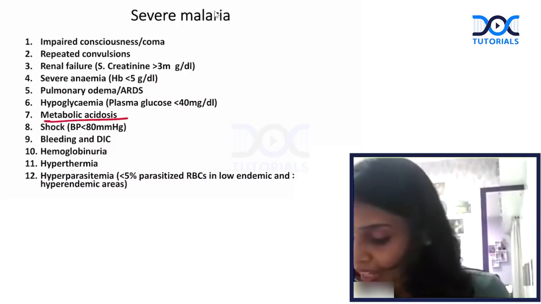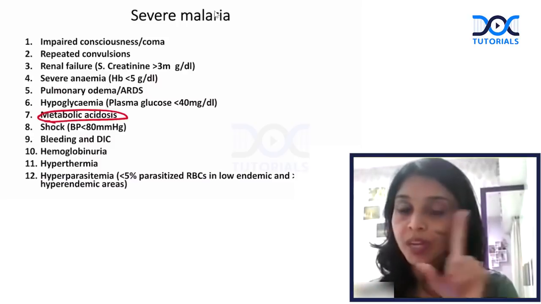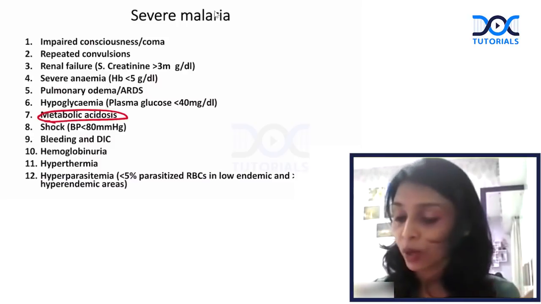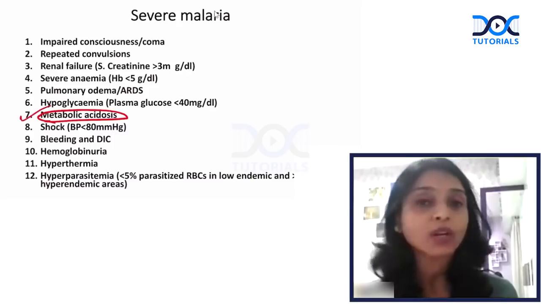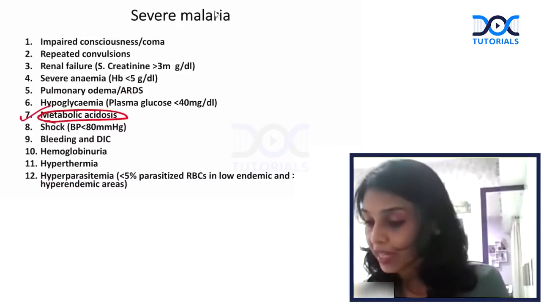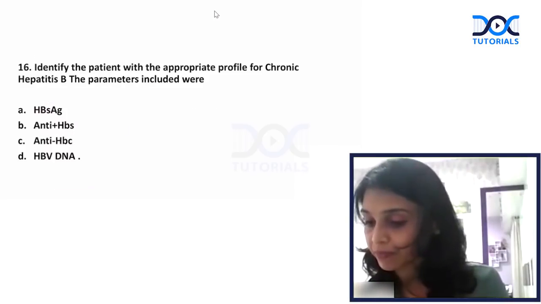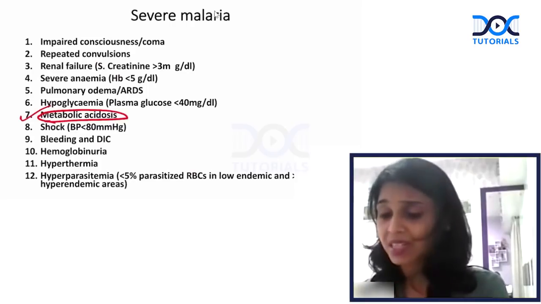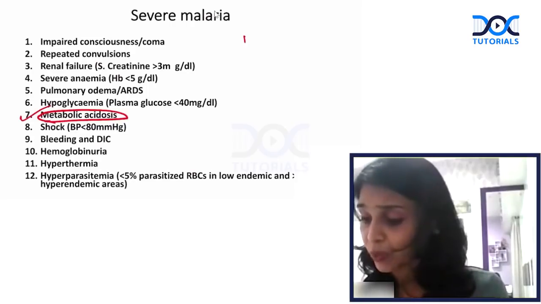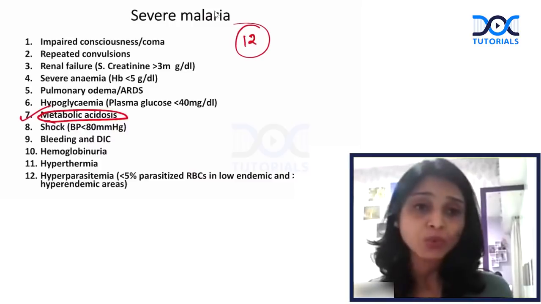Metabolic acidosis is what you expect; what they have given is metabolic alkalosis. So this is what you expect and not alkalosis. Hope I'm clear. So let's not waste any more time on this. And please see all the others as well, there are 12 complications mentioned. So go through all those 12.